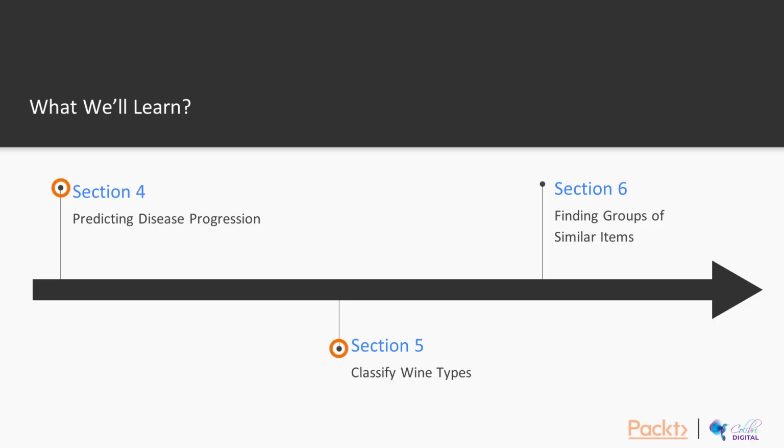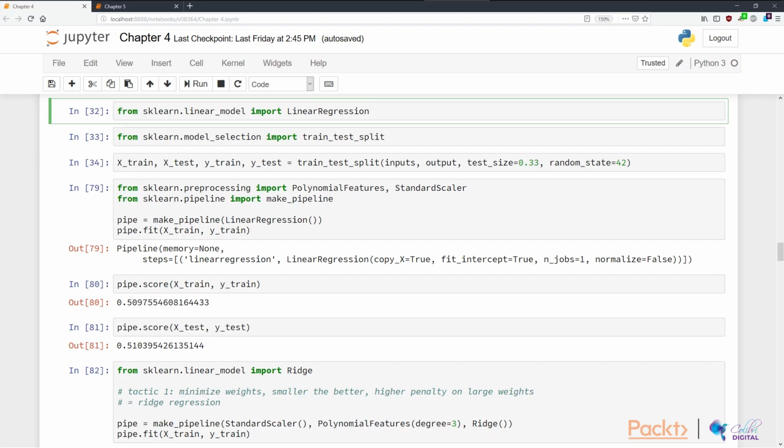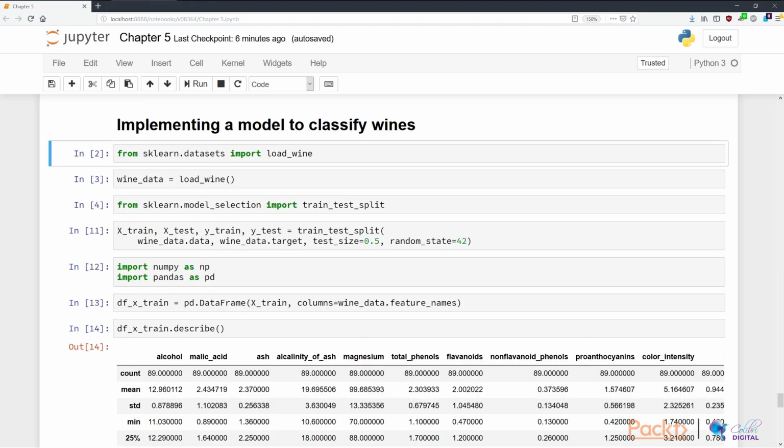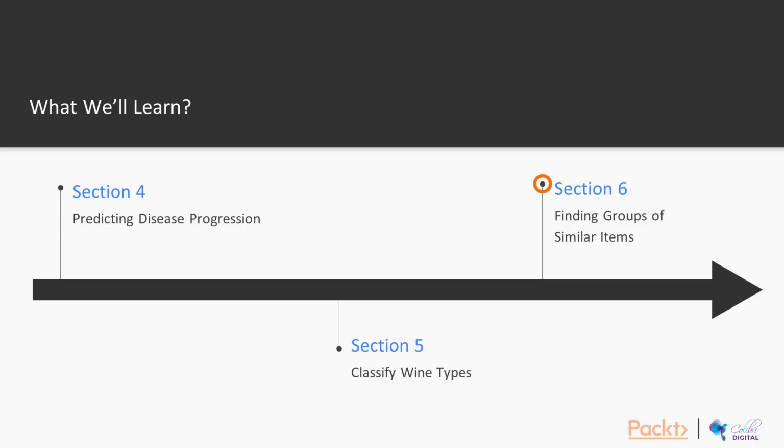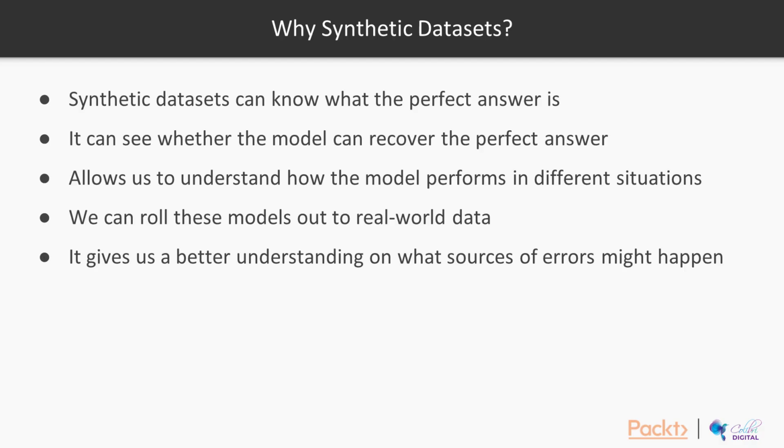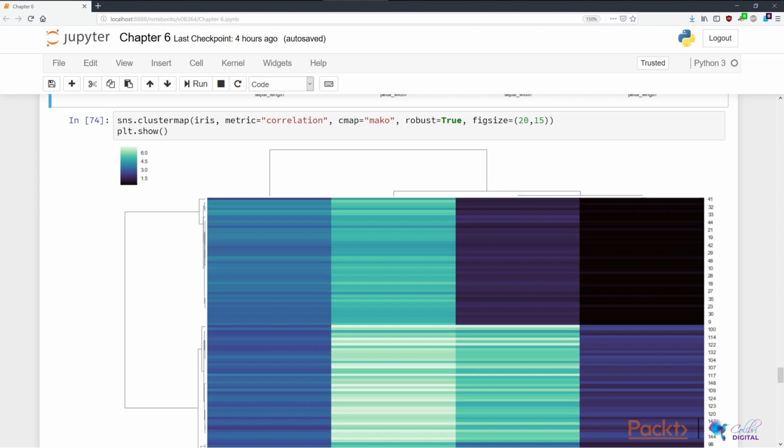And then we dive right into 2 big topics in data science: predicting disease progression and classifying wine types. And in the end, we want to look at clustering and unsupervised learning and find groups of similar items.